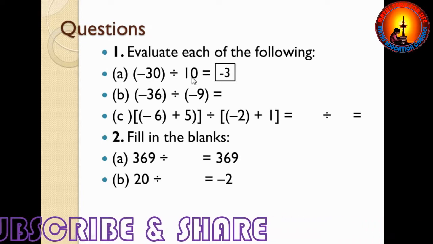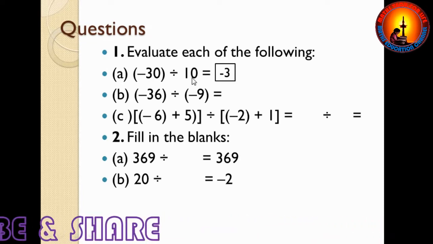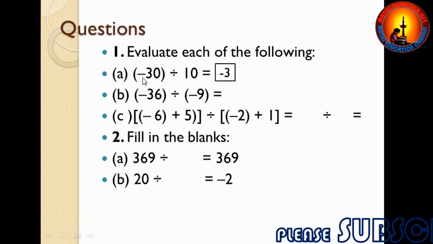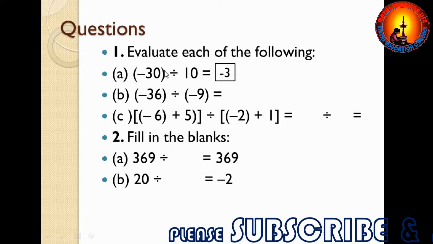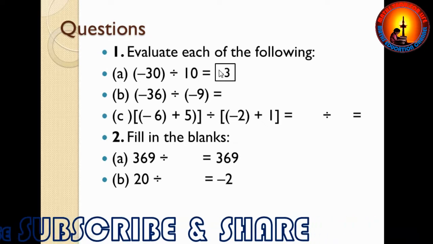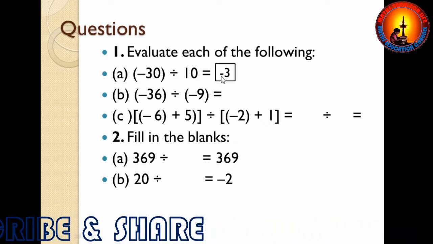So here you have to check 10 multiplied by which number is 30. 10 multiplied by 3 is 30. We already studied the rules of division. If you take different signed integers, the answer will be negative. So the answer is negative 3.